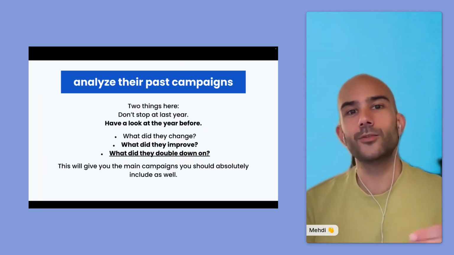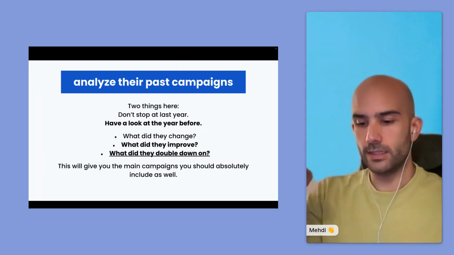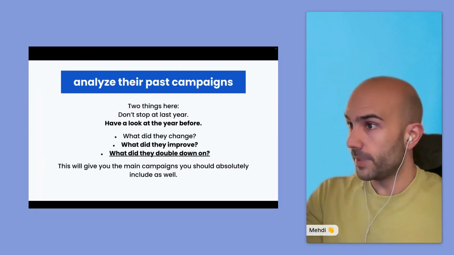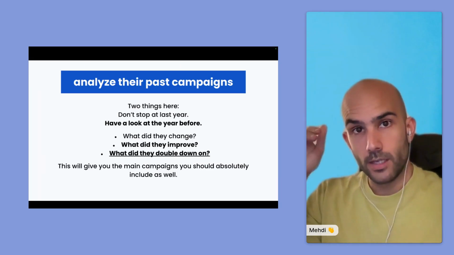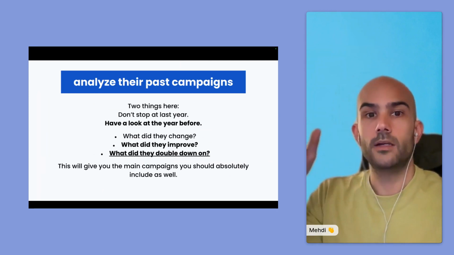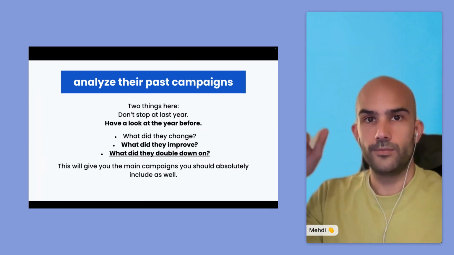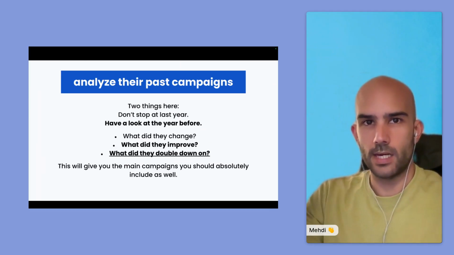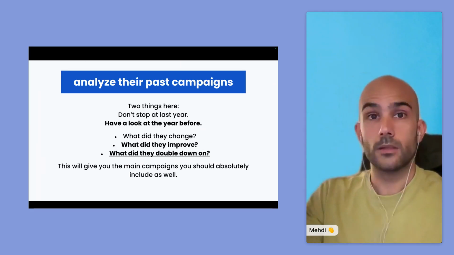Analyze their past campaigns. Two things here. We're still at the layer of looking at what the competitors are doing. You want to have a look at what they've done last year. That's great. Don't stop there. Have a look at the year before. And again, there are three questions that you can ask yourself there. The first one is, what did they change?